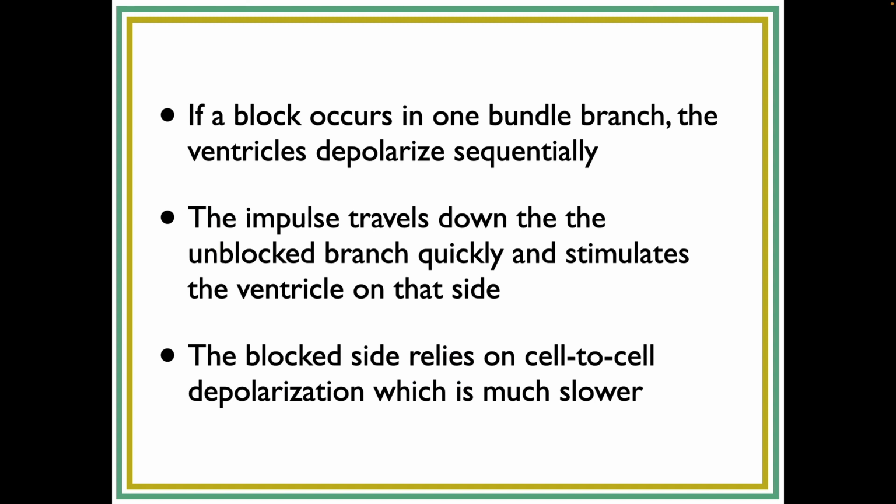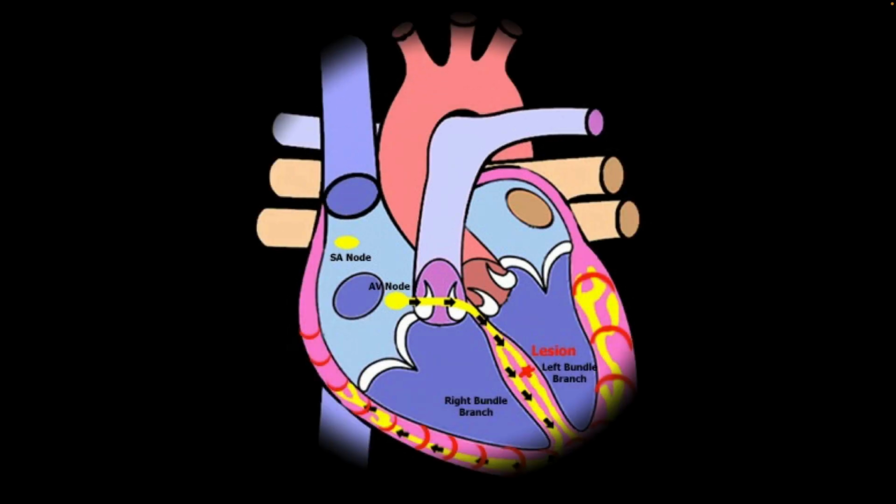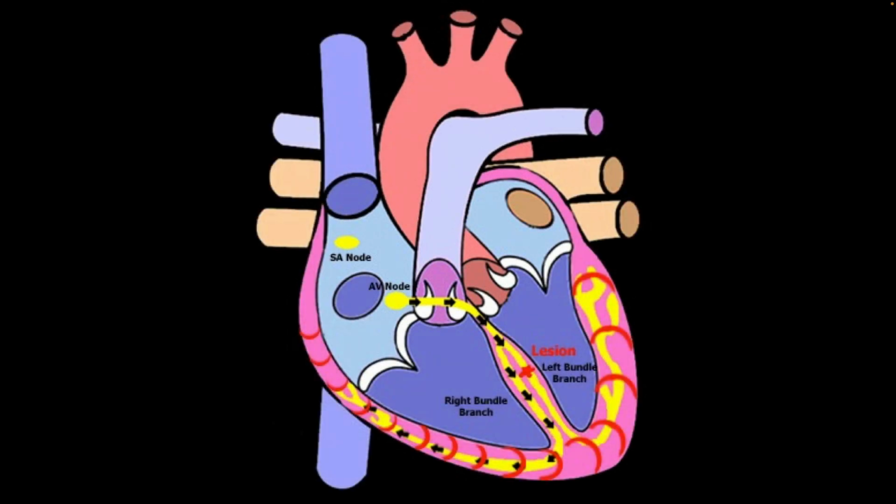If a block occurs in one bundle branch, the ventricles depolarize sequentially, one after another. The one that is blocked depolarizes more slowly. Okay? The impulse travels down the unblocked branch and stimulates the ventricle on that side, but the blocked side has lost the advantage of the speedy conduction system and relies on slow cell-to-cell depolarization. So either left or right.